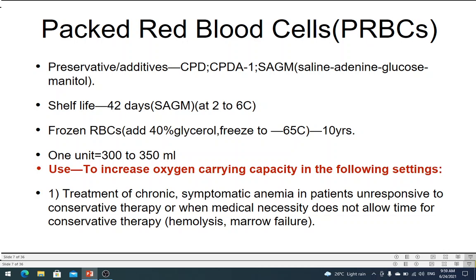Now, why do you use packed cells? When I say packed cells, please, it means packed RBCs. Packed RBCs contain hemoglobin, which is what carries oxygen. That is why we give packed RBCs. So when a patient has low hemoglobin, or a patient is bleeding, where the hemoglobin will definitely come down later, you will give this. This is where packed RBCs come into play.